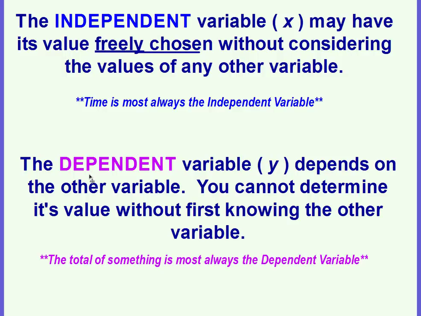The dependent variable, which is your y variable, depends on the other variable. It depends on the x value. You cannot determine the dependent or the y value without first knowing the x value. And when you're looking for the total of something, that is most always the dependent variable.